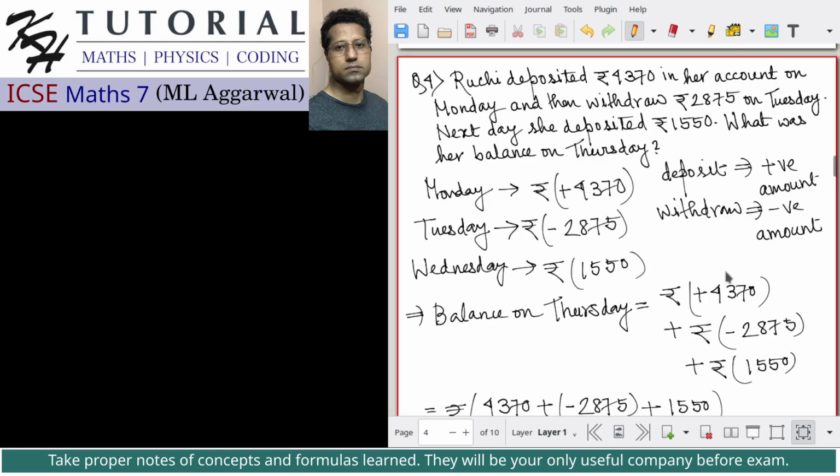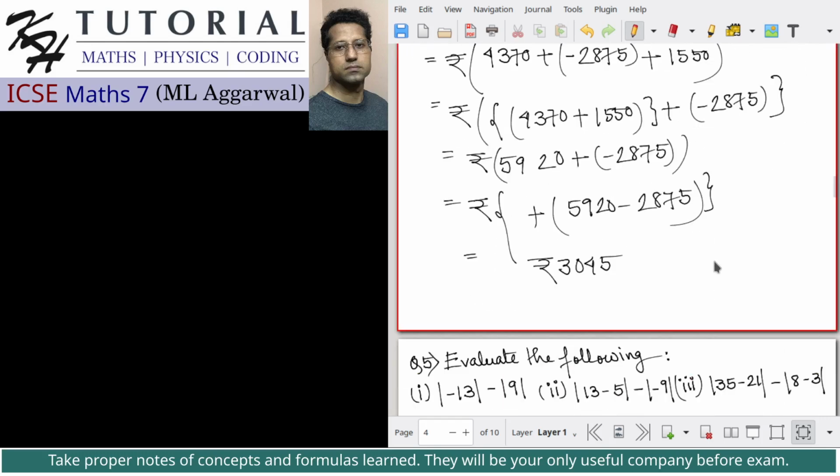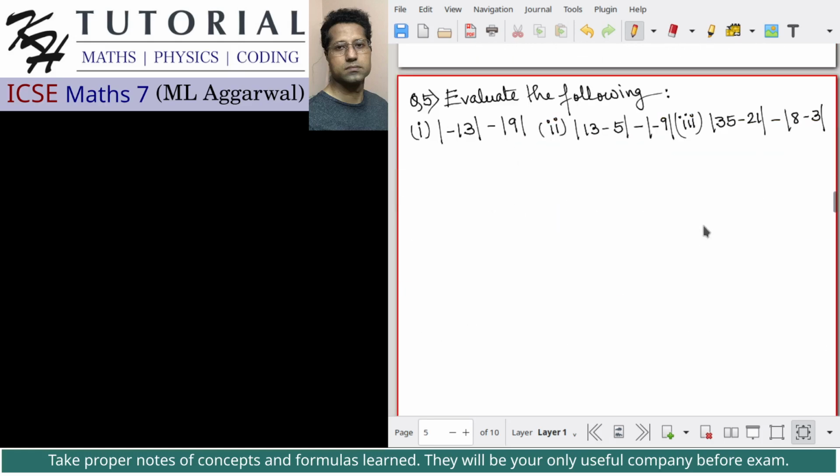3045 should be the balance of Ruchi on Thursday. Let me see if the answer is correct or not. This is question number 4. It is 3045. Okay, let's do question number 5. We have to evaluate some numerical expressions involving absolute value or mod value. The first one is the absolute value of minus 13 minus the absolute value of 9. So the numerical expression is we are subtracting the absolute value of 9 from the absolute value of minus 13. In this kind of numerical expression, you have to always simplify the value inside the mod.